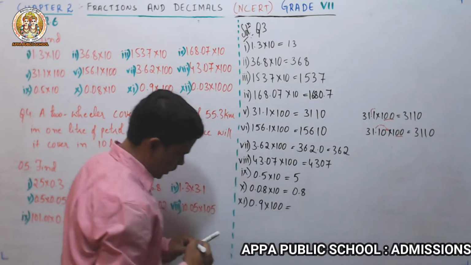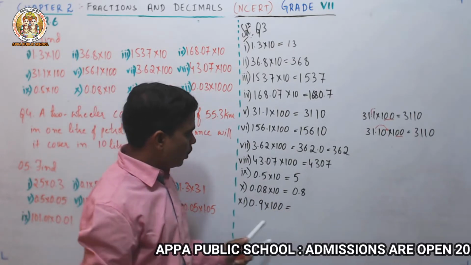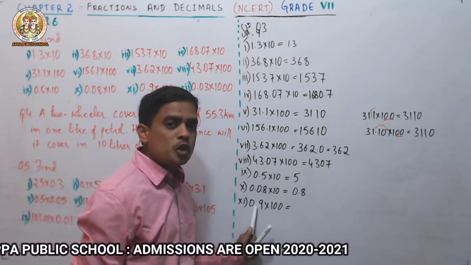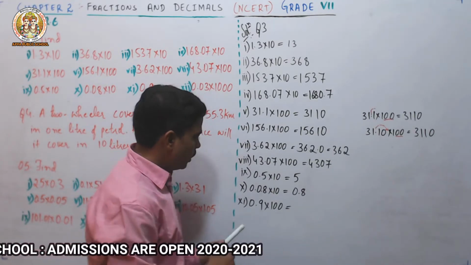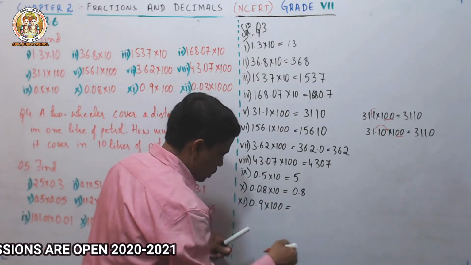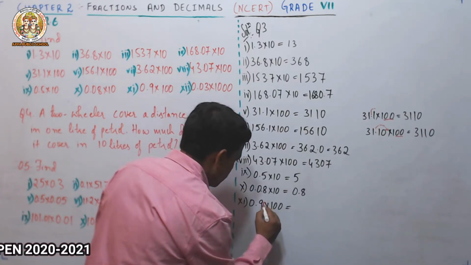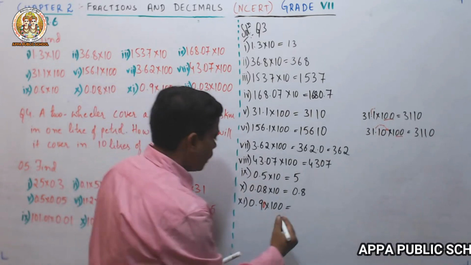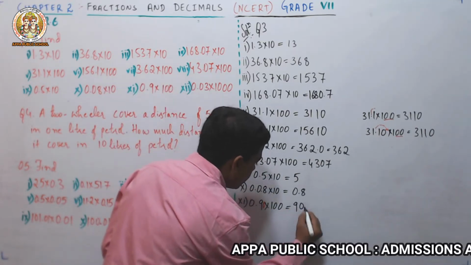So what I will do here, see here. What I have to do? Totally how many zeros are there here? 2 zeros are there. This decimal point I have to shift by 2 numbers. So I will add 1 0 here extra, because he has not given it in the question. If I take 1 0, the answer will be equal to 90.